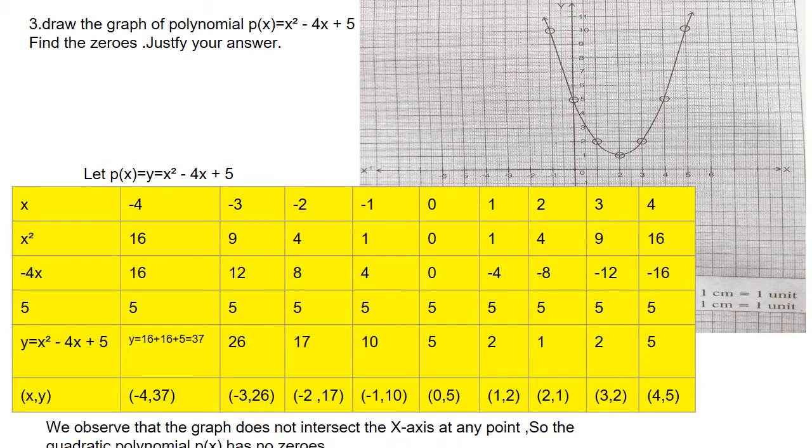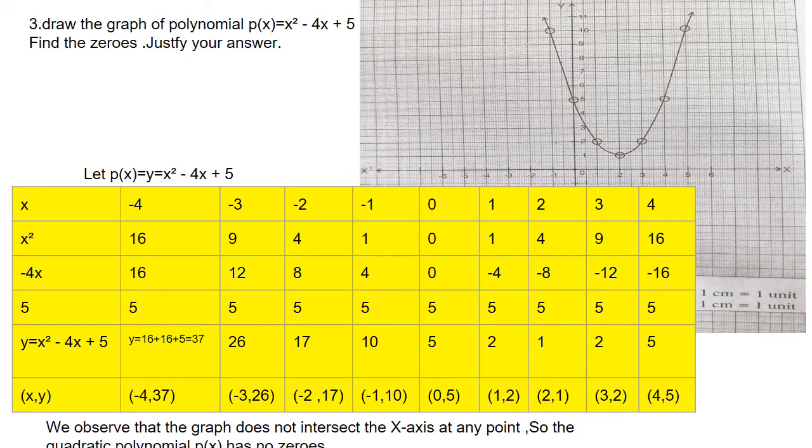Now let us go to the third problem. Draw the graph of the polynomial p(x) = x^2 - 4x + 5. Find the zeros, and justify your answer. Now observe, students, the given polynomial x^2 - 4x + 5 is a quadratic polynomial. Now let p(x) be equal to y, which is equal to x^2 - 4x + 5.